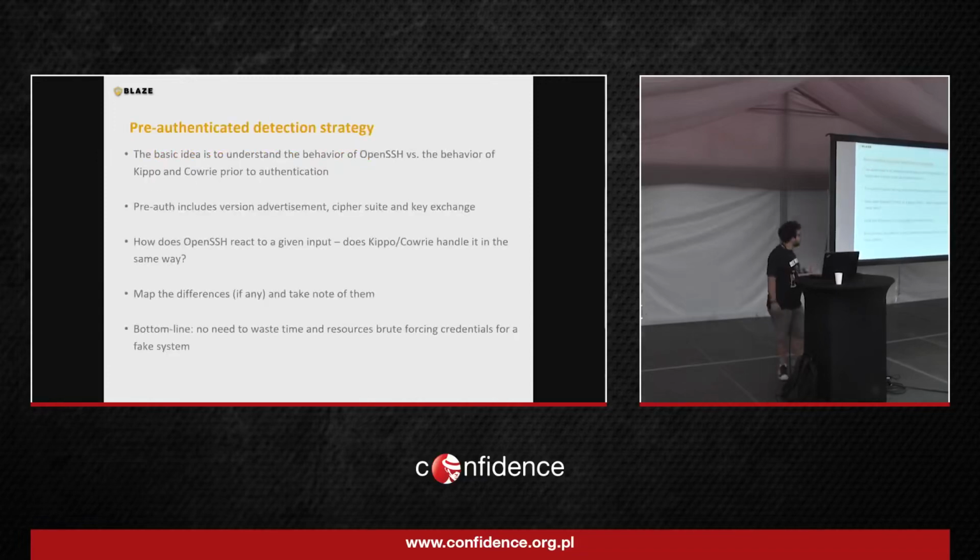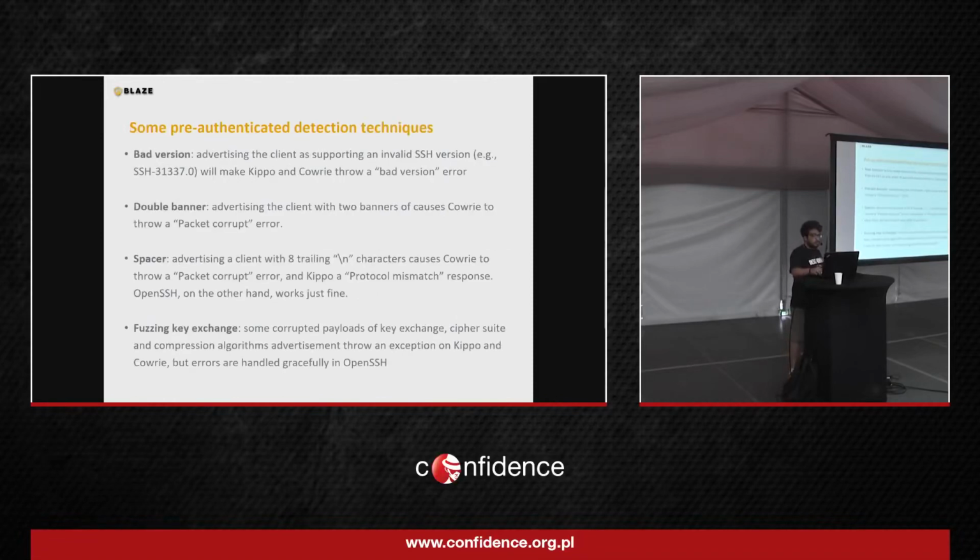So the basic idea was to understand the behavior of OpenSSH and the behavior of Kippo and Cowrie from a pre-authentication perspective. In pre-authentication, what do we have? We have cipher suite advertisement, banner advertisement, compression algorithms, and so on. Basically the whole key exchange and the initial handshake. The idea is to see how they react to different handshakes in OpenSSH and in honeypots, and take notes of these differences, so we can do this without wasting time brute forcing passwords and so on for a system that's fake.